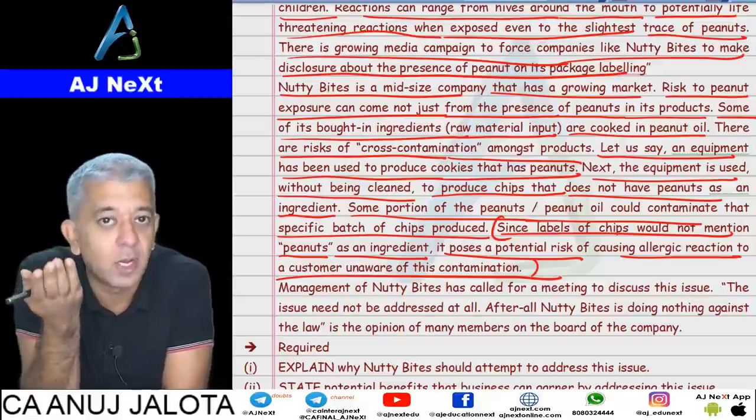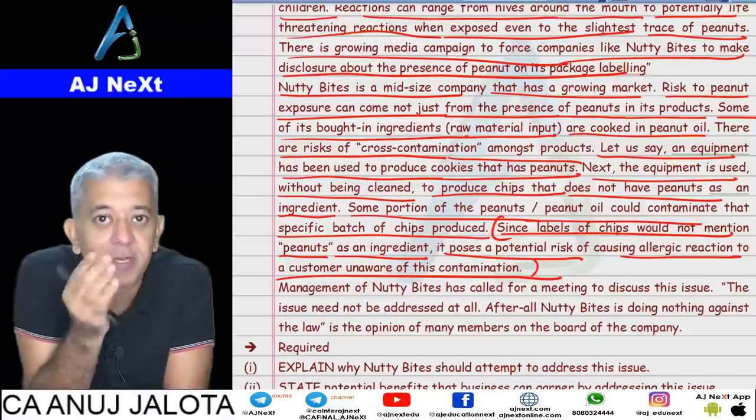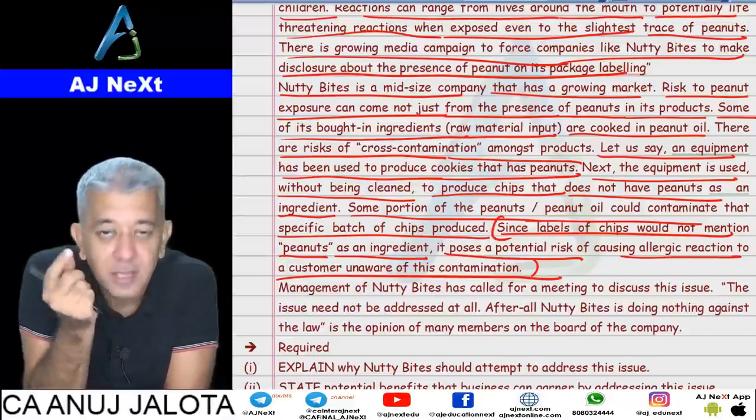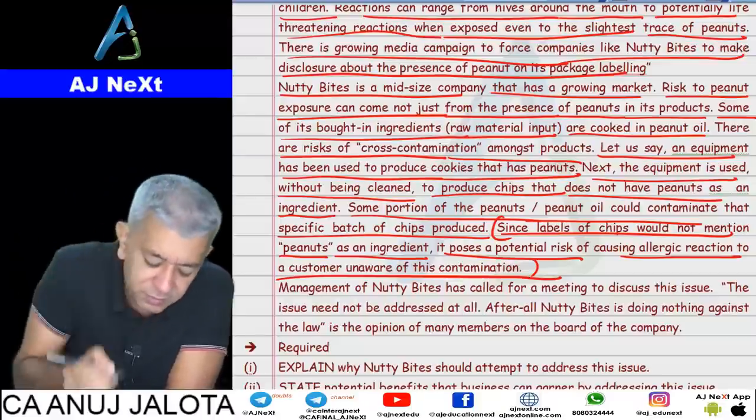Tomorrow there can be a lawsuit also for all these things, whereby you say there is no peanut, but the customer says there is peanut. And if he goes to the lab to get it tested, there will be small traces of peanuts that must be there in that.